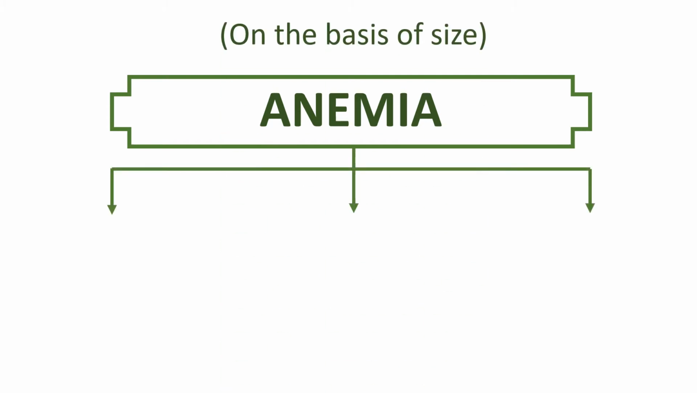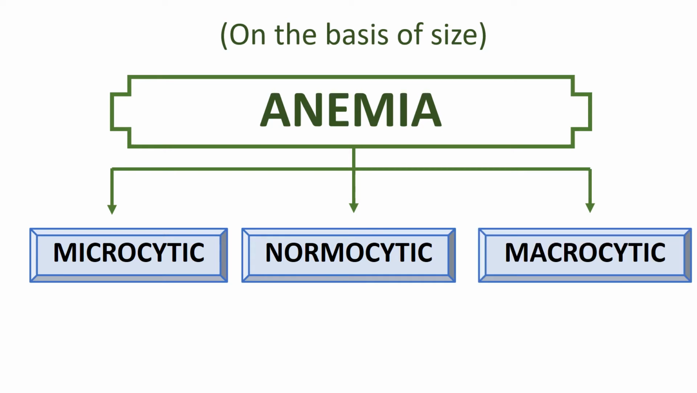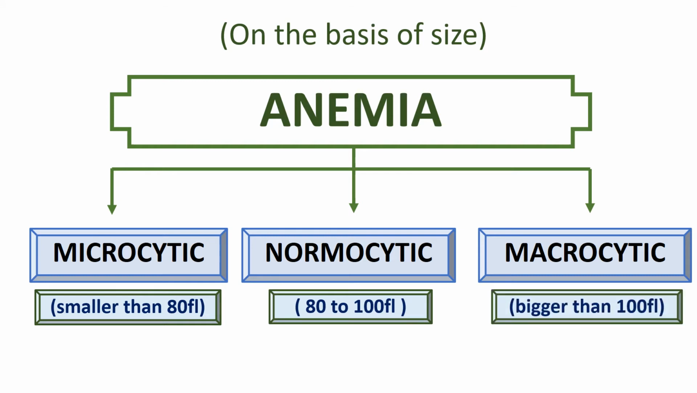Now let's see anemia. Let's divide anemia on the basis of size. We can divide it further into microcytic, normocytic, and macrocytic. Microcytic. What does micro mean? Micro means small. Any red blood cell smaller than 80 femtoliter is called microcytic. Normocytic ranges from 80 to 100 femtoliter. Whereas macrocytic, the bigger one, is bigger than 100 femtoliter. It is also the topic of today's discussion.